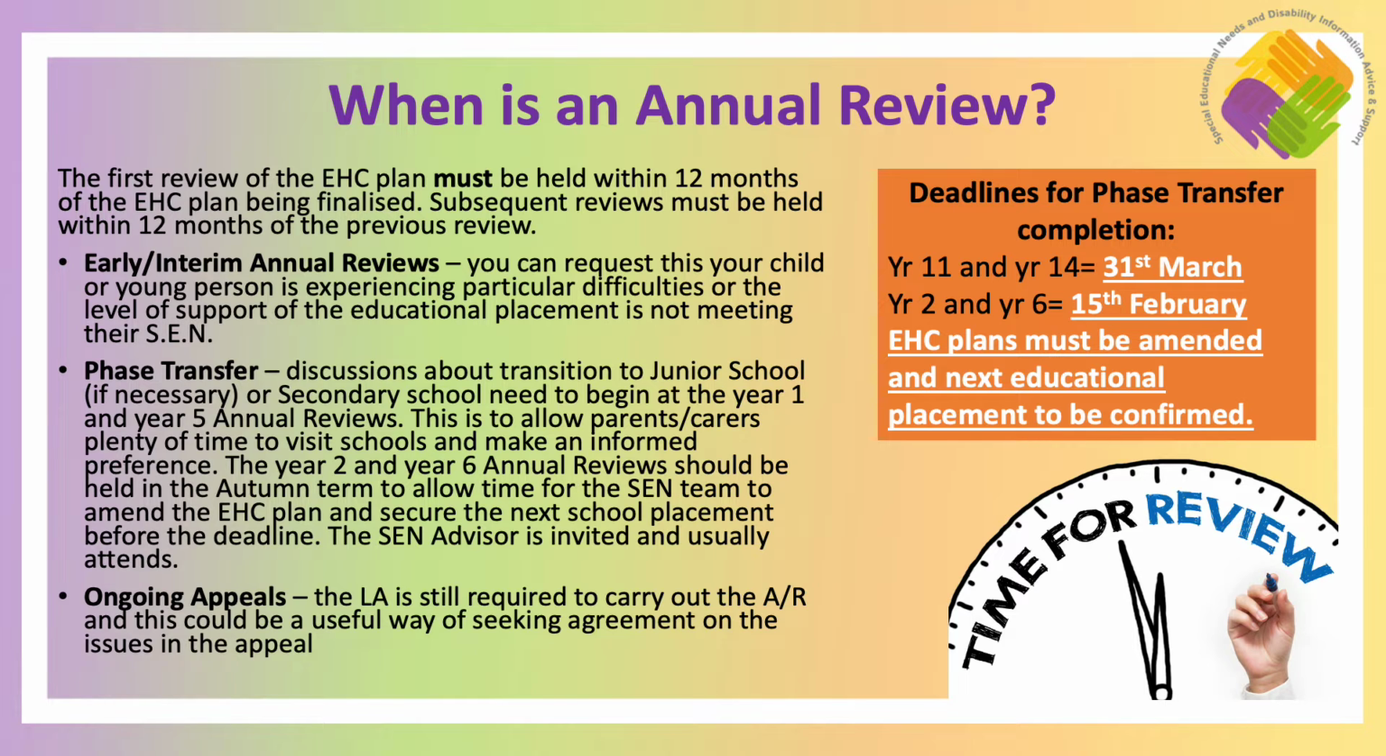At phase transfer, discussions about transition to junior school, if necessary, or secondary school need to begin at the Year 1 and Year 5 annual reviews. This is to allow parents or carers plenty of time to visit schools and make an informed preference. The Year 2 and Year 6 annual reviews should be held in the autumn term to allow time for the SEN team to amend the EHC plan and secure the next school placement before the deadline. The SEN advisor is invited and usually attends.